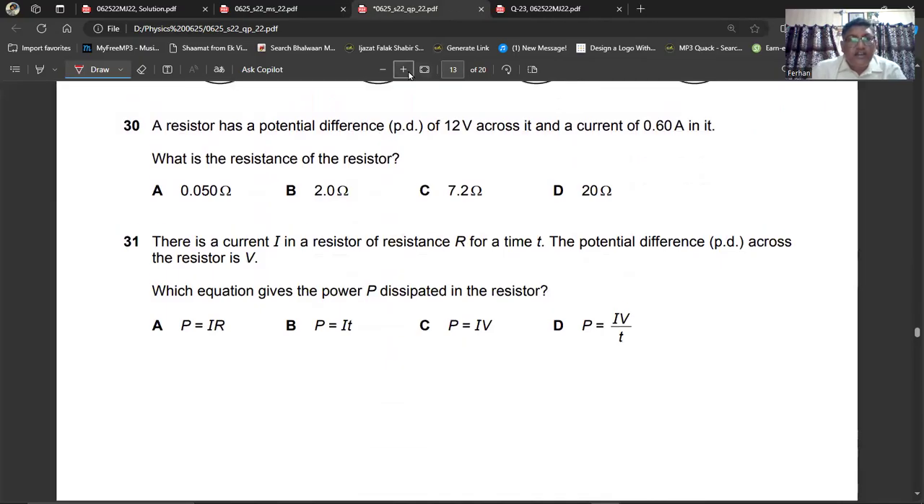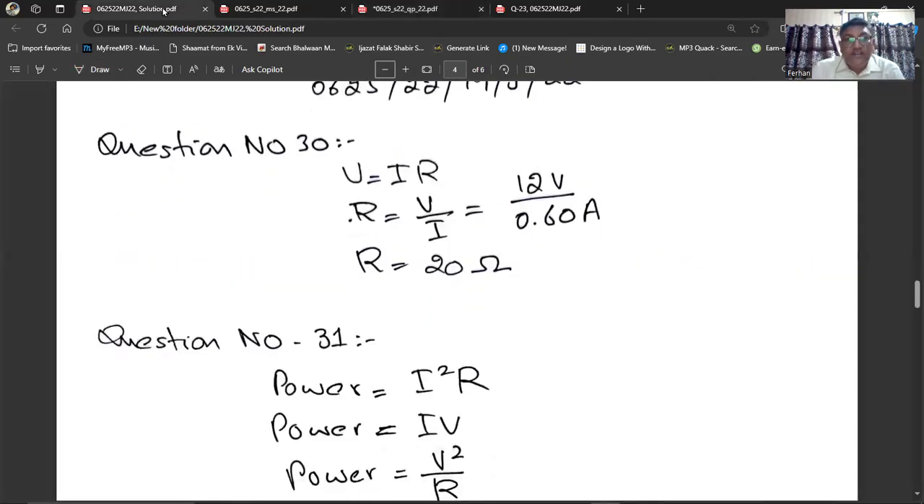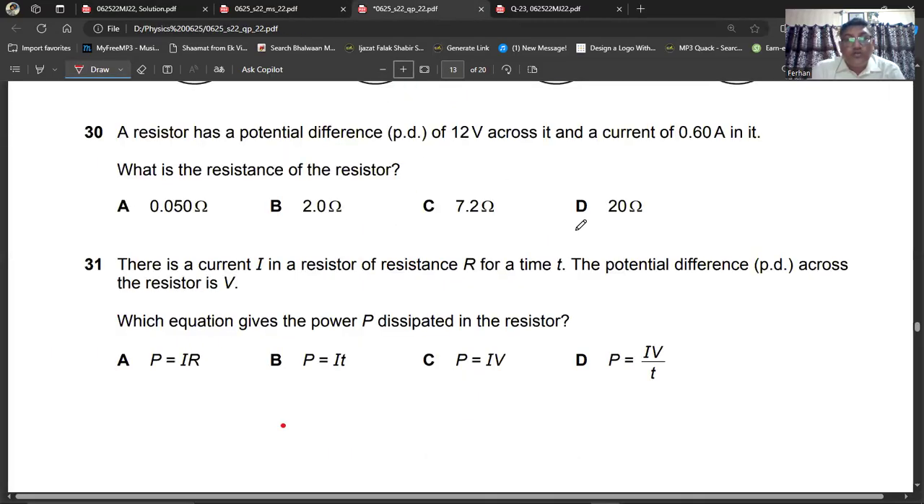Question number 30 we have. A resistor has a potential difference of 12 volt across it and a current of 0.60 ampere in it. What is the resistance of the resistor? Very simple. V is equal to IR, so R will be equal to V by I. So 12 volt divided by 0.60 ampere, so that is 20 ohm. 20 ohm, D is the choice. Question number 30.